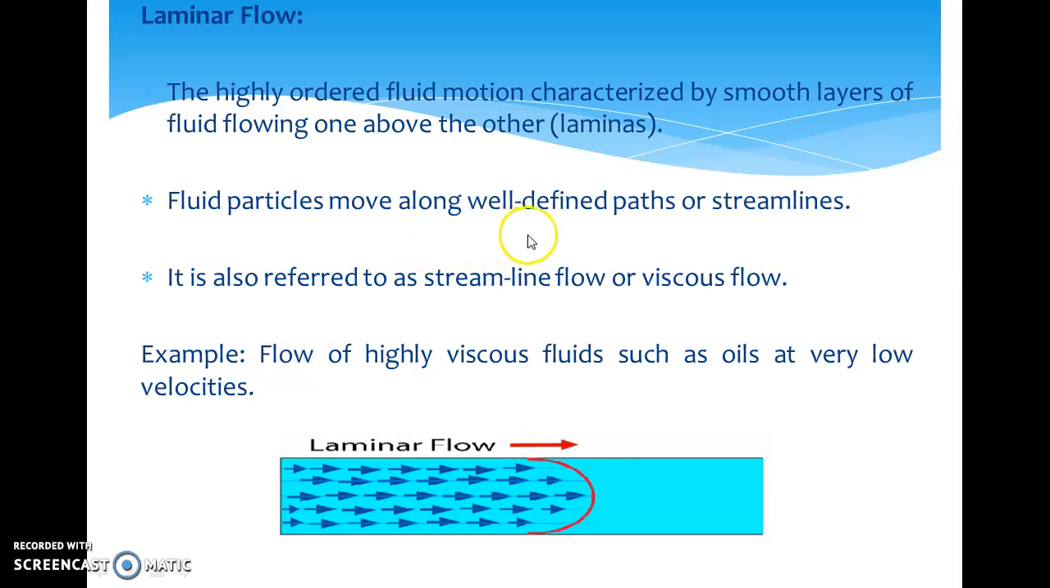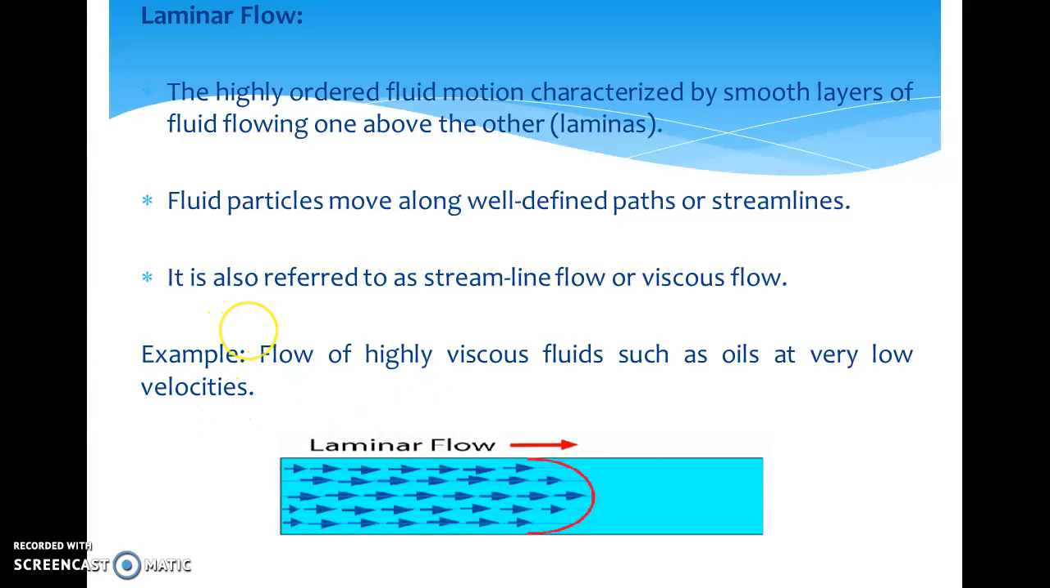Fluid particles move along well-defined paths or streamlines. It is also referred to as streamline flow or viscous flow. This is called streamline flow because they move in a well-defined path, and it is also often called viscous flow. Usually this kind of flow is observed in fluids whose viscosity is high and which are moving at a very slow velocity.